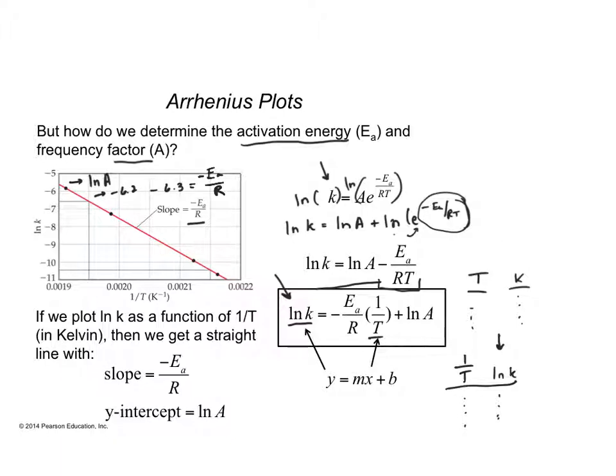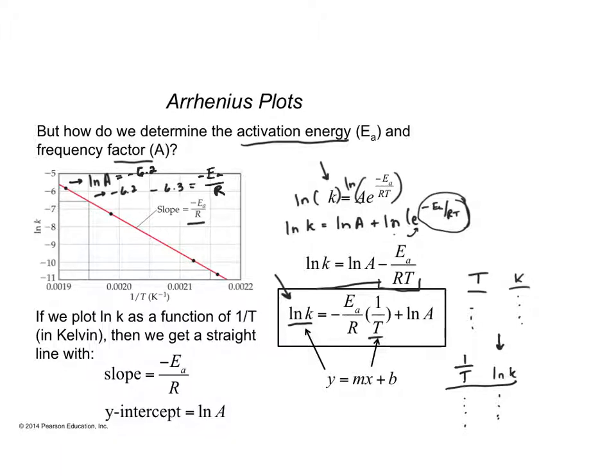What about A, the frequency factor? If we have a y-intercept value equal to minus 6.2, can you solve for A? We know that the y-intercept is equal to ln of A, so can you isolate A by itself? Yes, okay. So this is one way to do this. This is called an Arrhenius plot.